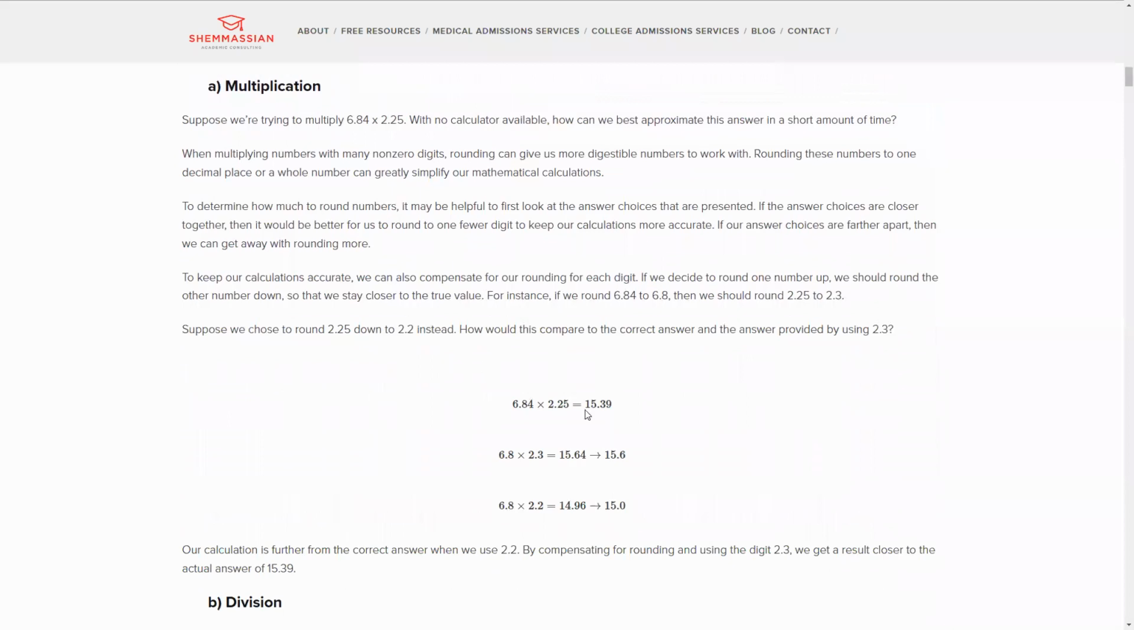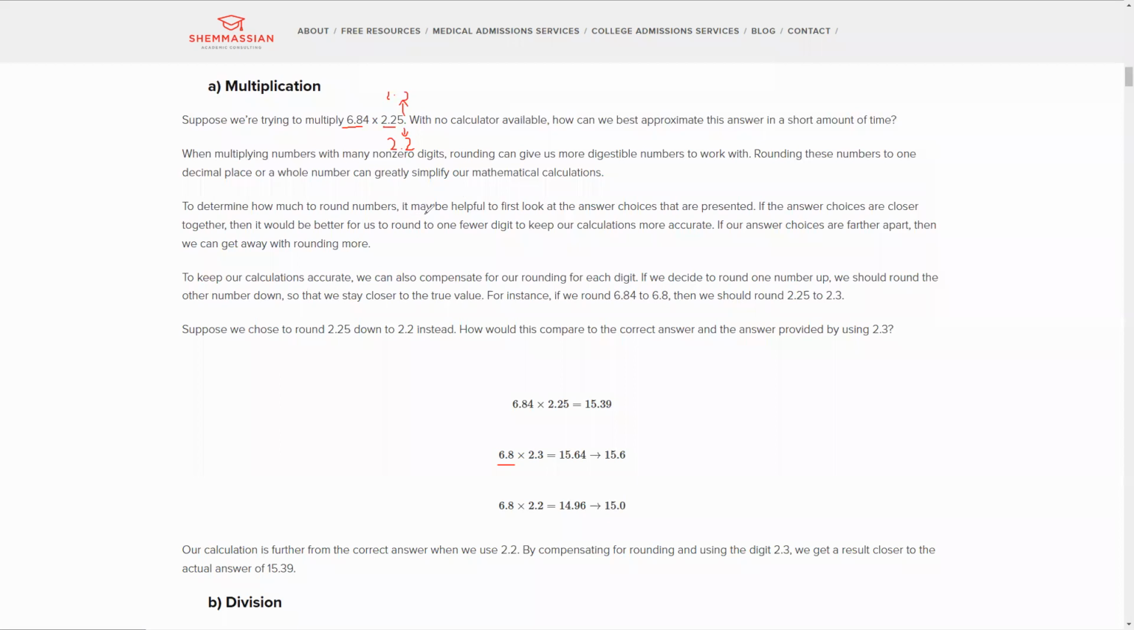So here we have 6.84. Instead of rounding to a whole number, we can round to the tenths place. We could say 6.8 times, and with 2.25, this is a 5, so we could go up to 2.3, or we could go down to 2.2. The question is, which one should we do?